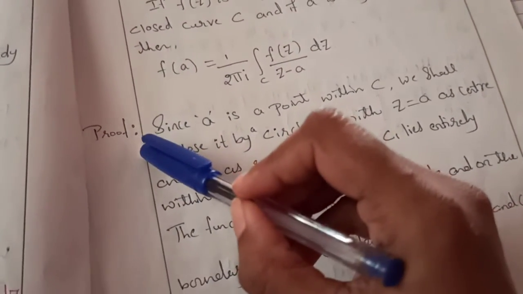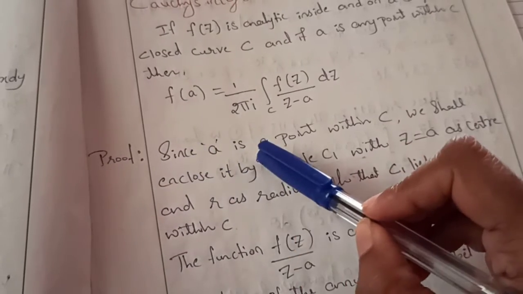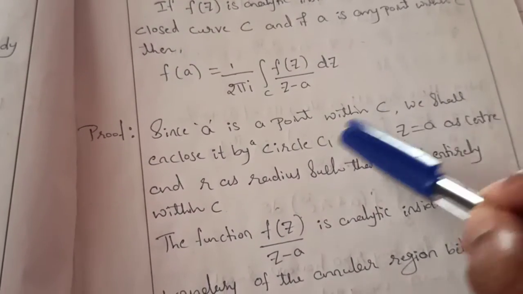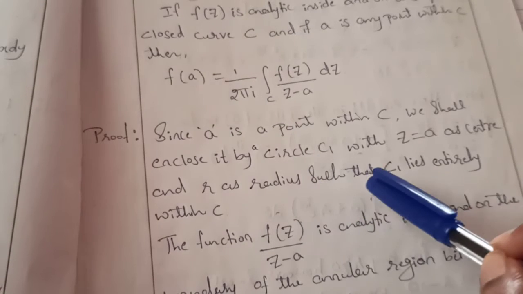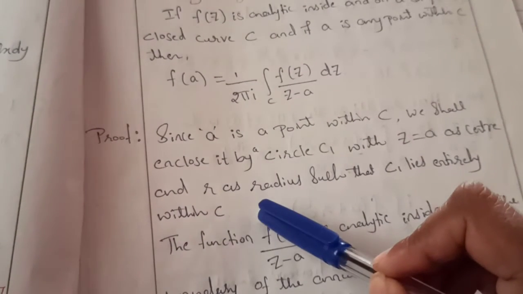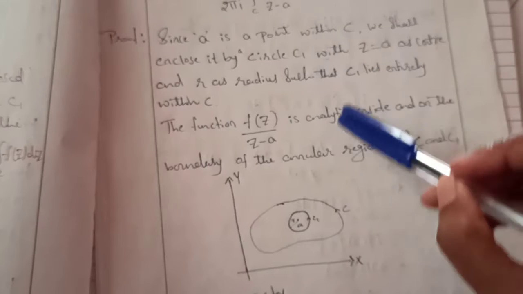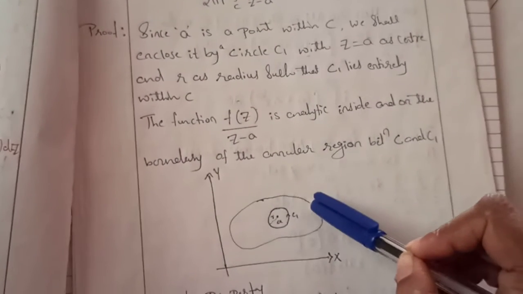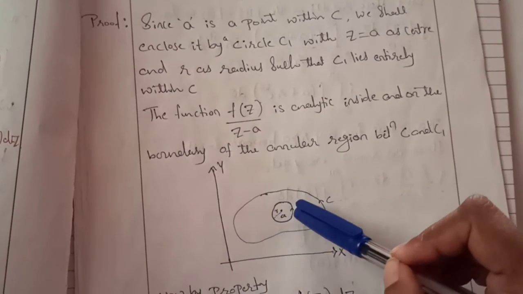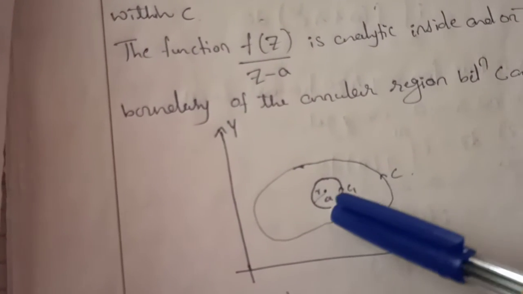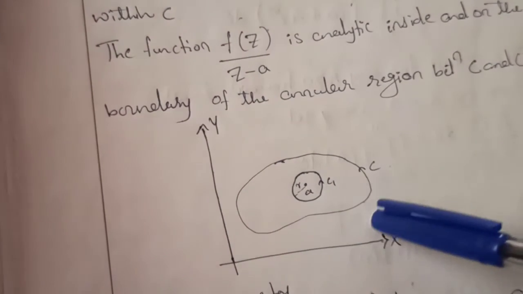The proof of this Cauchy integral formula is, let us consider the statements given. Since a is a point within C, we shall enclose it by a circle C1 with z equal to a as the center and r as the radius, such that C1 lies entirely within C. You can observe here, let us consider the x and y axes. a is any point within C, so let us take one curve, that is the curve C. In this curve, a is any point within C. Let us encircle it by C1 with z equal to a as the center and r as the radius, so that C1 is lying entirely within C.